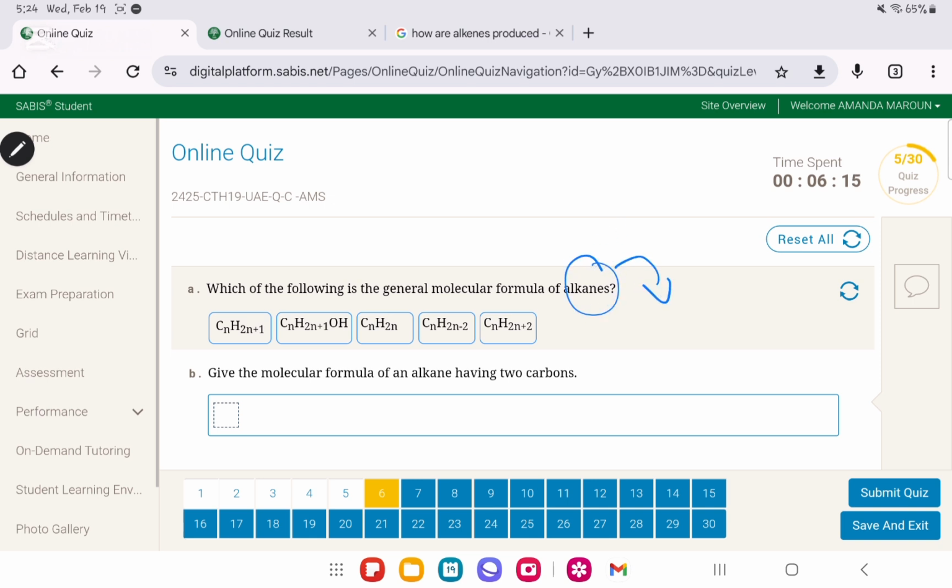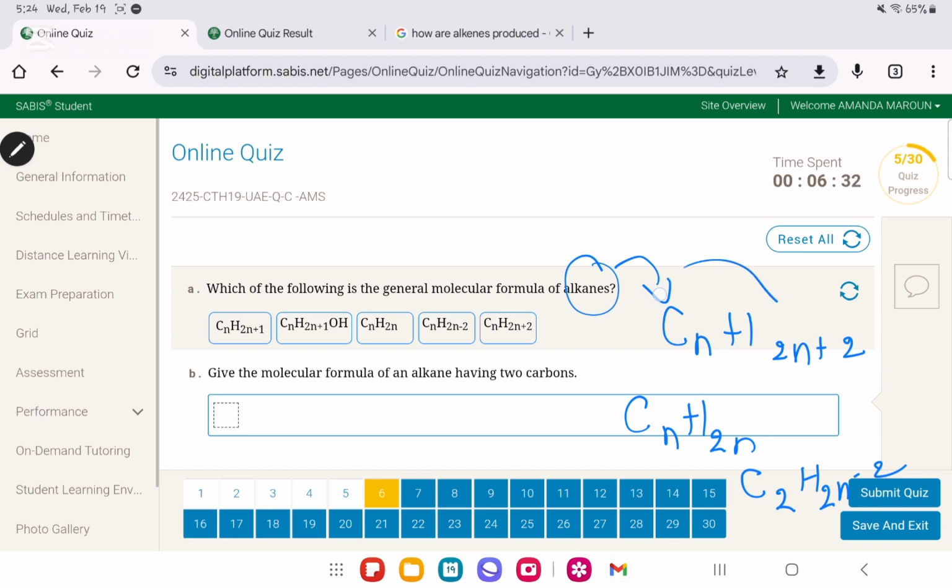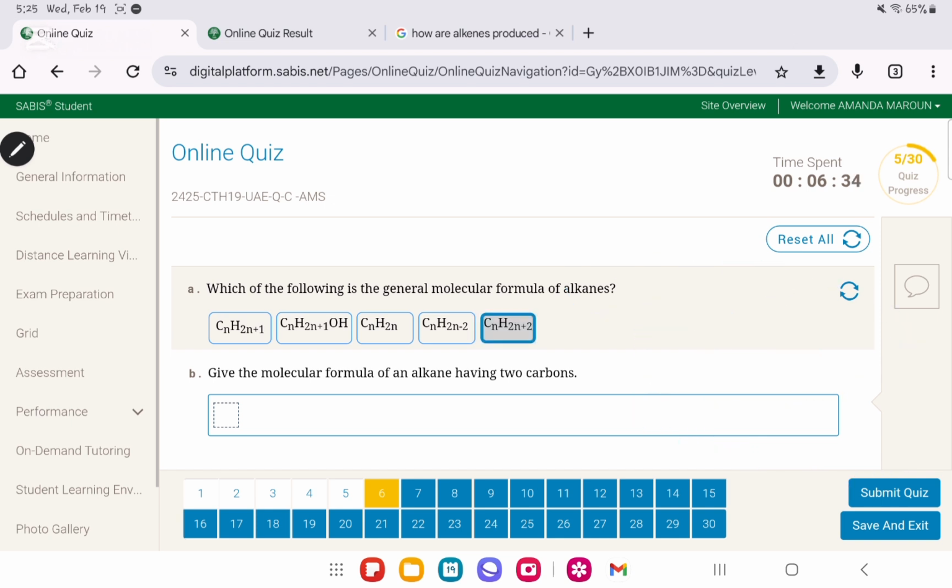For alkanes, their general molecular formula is CnH2n plus 2. For alkenes, their general formula is CnH2n. For alkynes, their general formula is CnH2n minus 2. Alright, so for alkenes, we're going to choose this option.